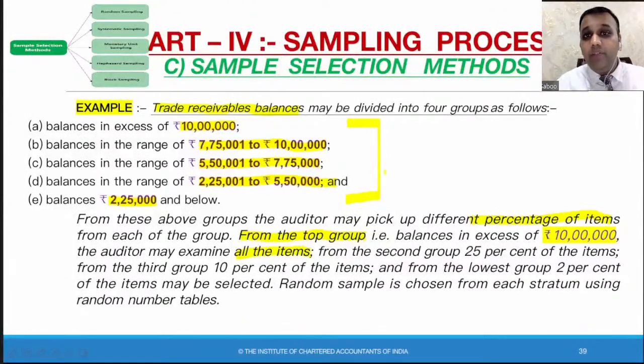From the second group, I might choose 25%. From the third group, 10%. From the lowest group, 2%. And for those balances which are below the 2,25,000 limit, I won't derive any sample. I won't check them. Quite low in amount, outside the purview of my checking. So this is a perfect example of how an auditor would do stratified sampling. And these kinds of sampling, filters and checks are available in Microsoft Excel as well as in your accounting software and auditing software. So this is the way an auditor resorts to stratified sampling.